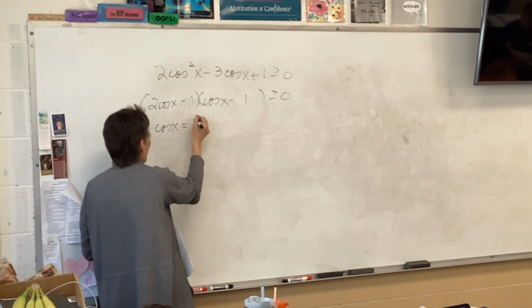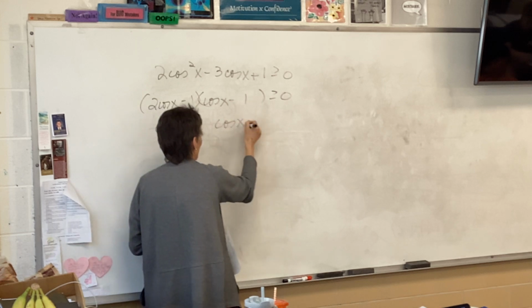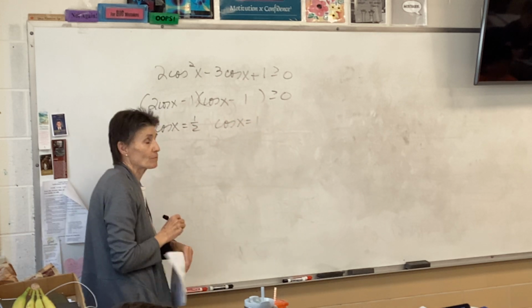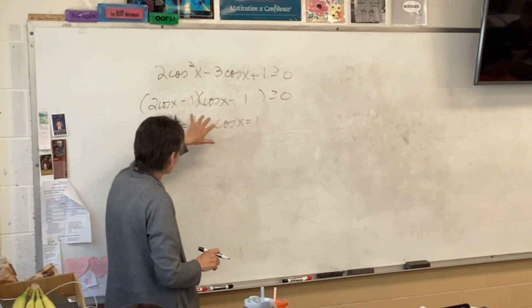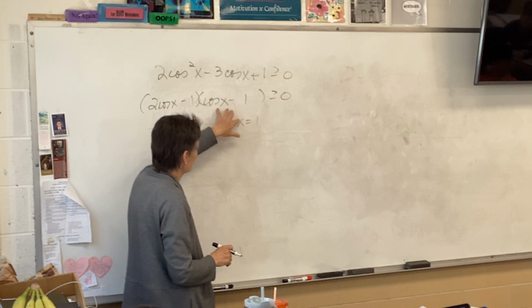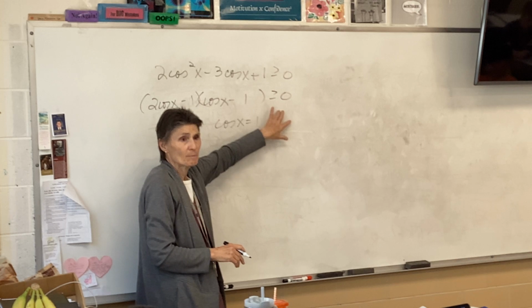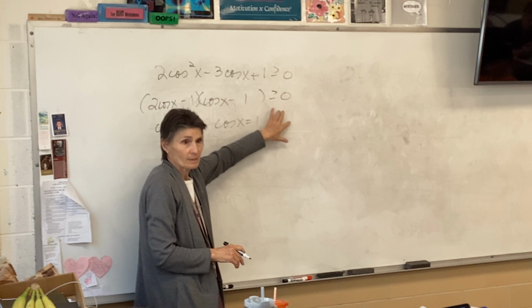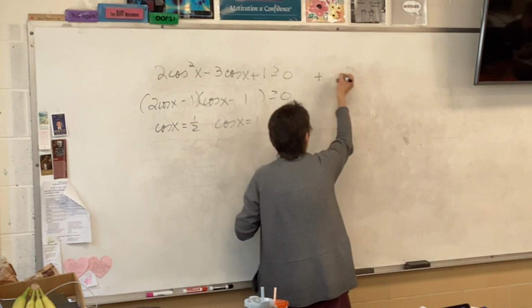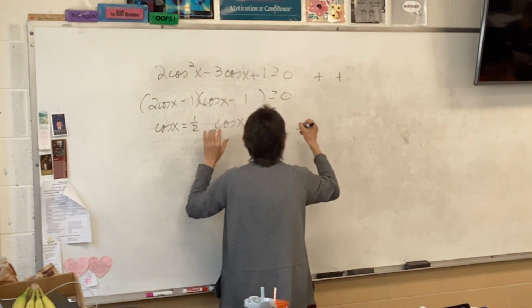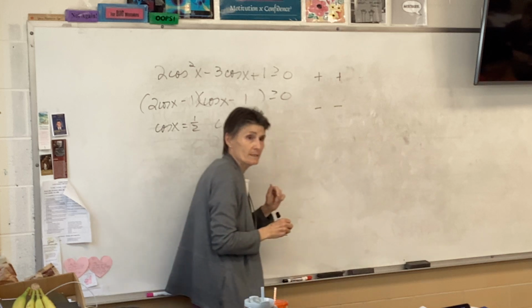cosine equals a half, cosine equals 1. Those are kind of the key values for it. And it's an inequality. I'm multiplying these two things, and it has to be positive. So that means either both of these are positive, or both of them are negative.